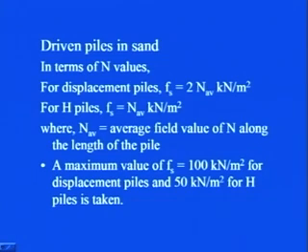As in the case of point bearing, in skin friction resistance also you have a limiting value: the maximum value of Fs is usually taken as 100 kilonewton per meter square for displacement piles and 50 kilonewton per meter square for H piles.